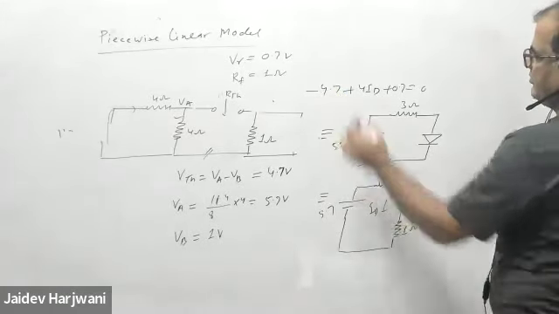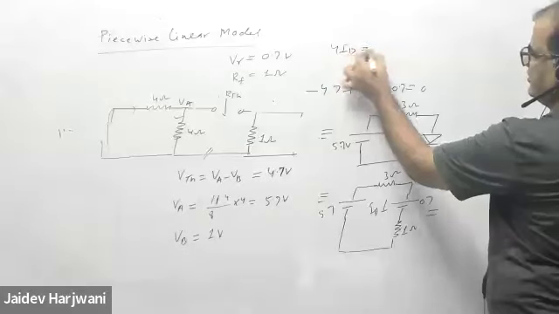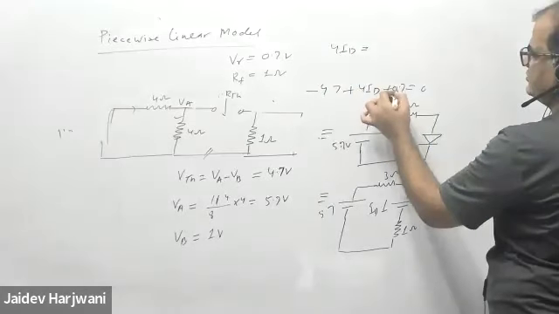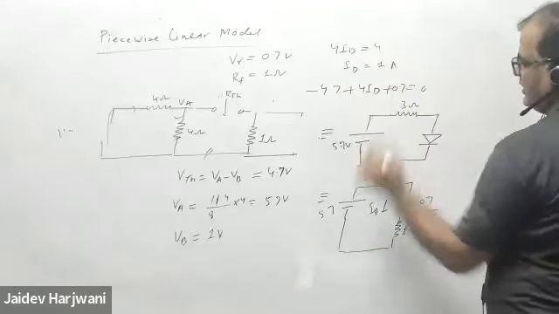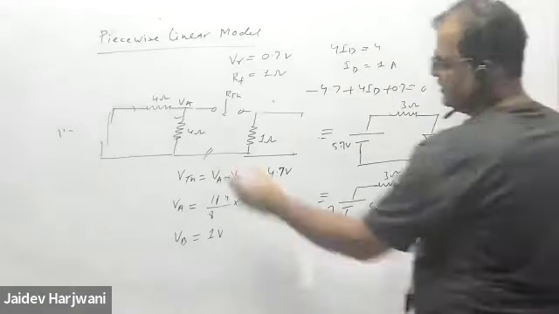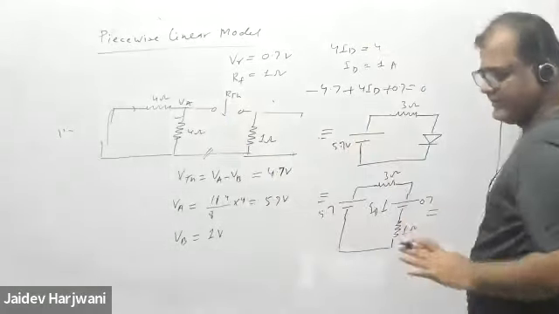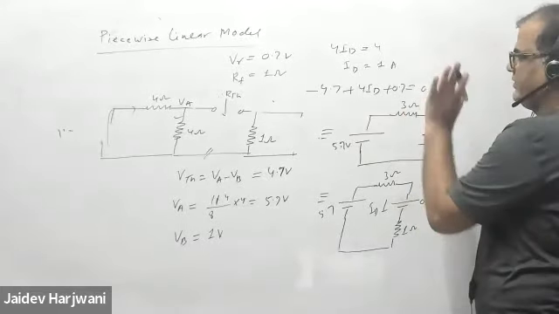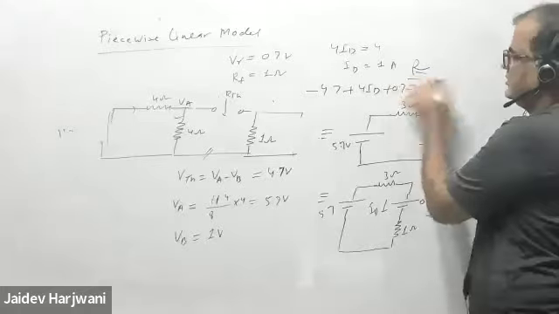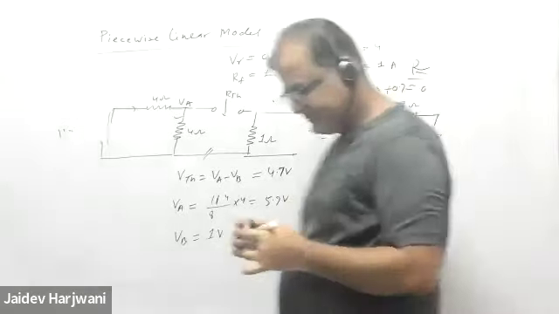So how much did you get, tell me? 4 ID equals 4, so ID equals 1 ampere. If you make everything in kilo ohm, that will become milliampere. You can put the resistance value in kilo ohm, so it will come in milliampere. That's it, that is your answer. So it is a simple method.